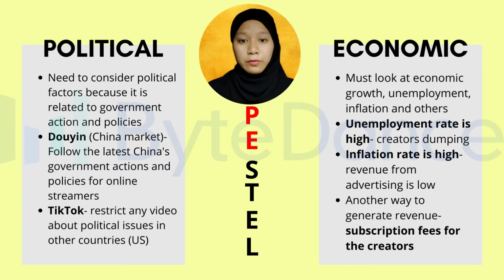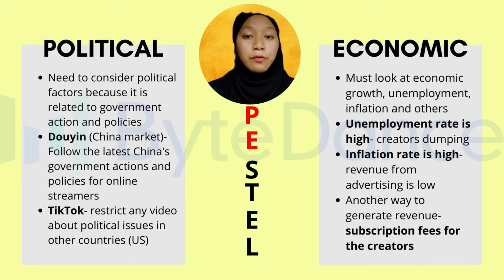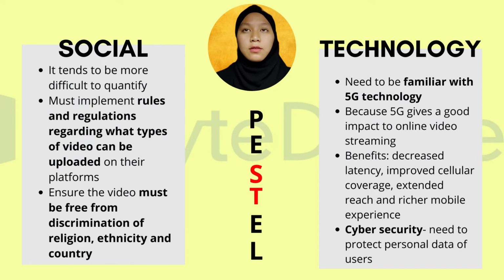The next factor is the economic factor. The economic factor also needs to be considered for both apps. For example, if the unemployment percentage is high, Douyin and TikTok will have greater demand. The next one is inflation. If the inflation rate is high, revenue from advertising will be low, since a lot of companies decide to cut down their expenses, especially in advertising their products or services on the Douyin and TikTok platforms. So both apps need to come up with new methods to generate revenue, such as a subscription fee from the creators.